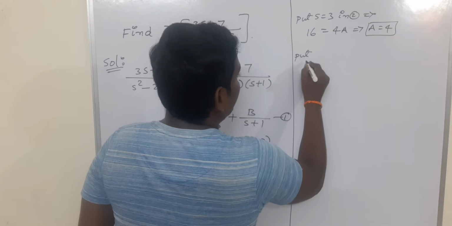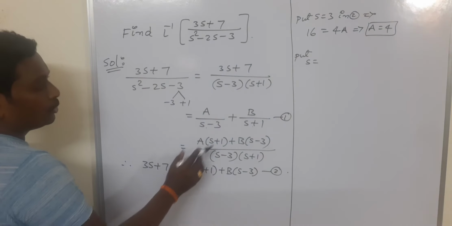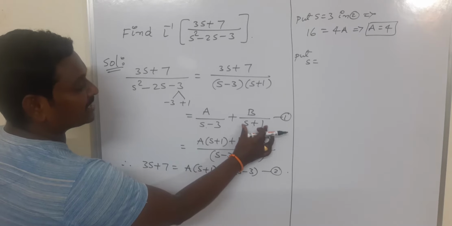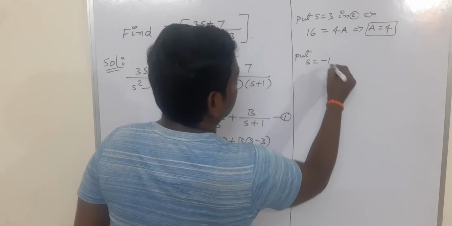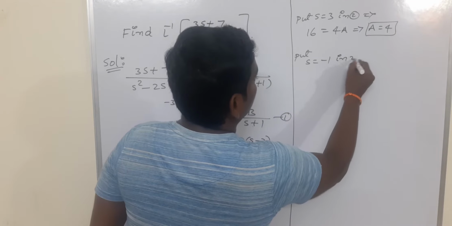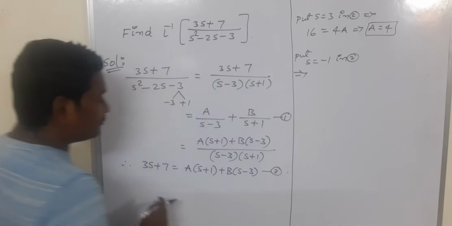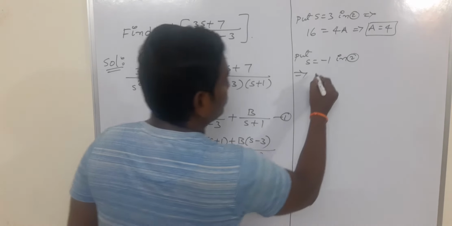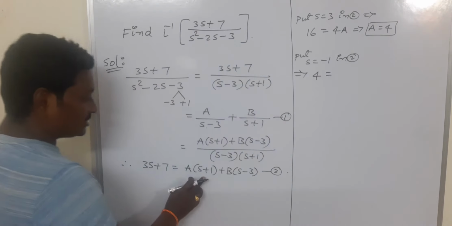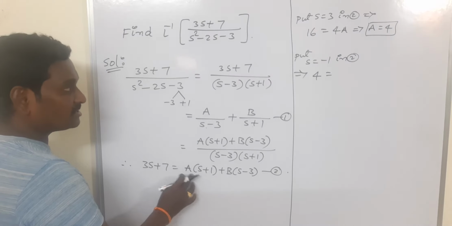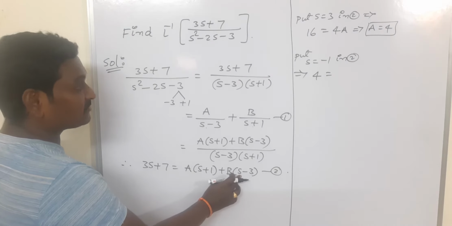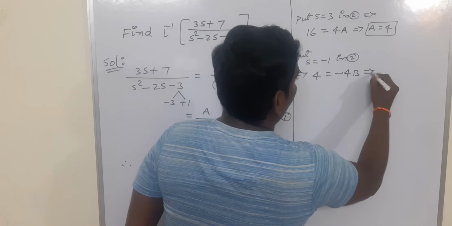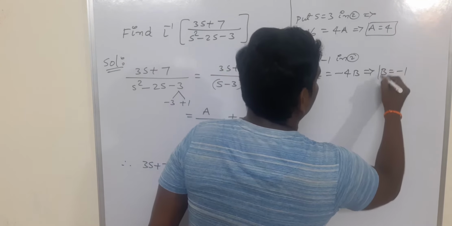Now for b value you should observe the denominator of b, which is s plus 1. It is a factor. Its root is minus 1. Put s is equal to minus 1 in equation number 2. You will get 3 of minus 1, minus 3 plus 7, which is 4, is equal to, this automatically becomes 0, minus 1 plus 1 is 0, b of (minus 1 minus 3), which is minus 4. So you will get minus 4b. Finally b value is minus 1.